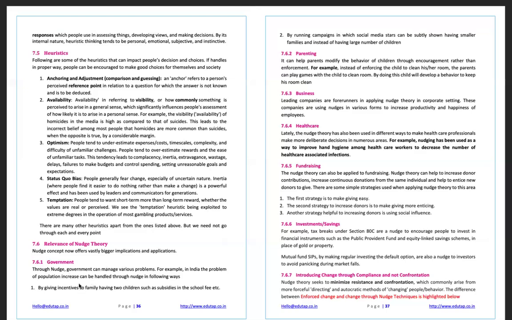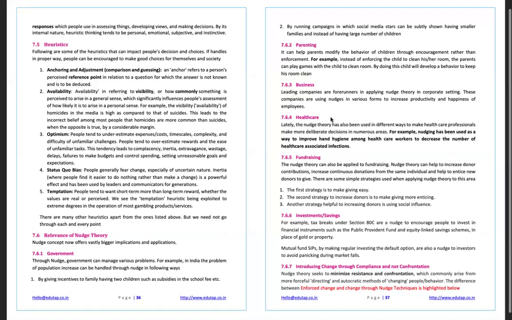So government क्या कर सकता है कि by giving incentives to people having two children such as subsidies in the school fee, फिर by running campaigns in which social media stars can be subtly shown having smaller families instead of having a larger number of children. पेरेंटिंग में हो सकता है कि it can help parents modify the behavior of children, क्लीन रूम रखना. बिजनेस में हो सकता है कि nudge theory को कॉर्पोरेट सेटिंग में यूज करने के लिए प्रोडक्टिविटी, हैप्पीनेस ऑफ एम्प्लॉयज पे फोकस करना.